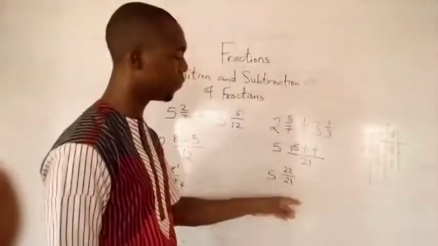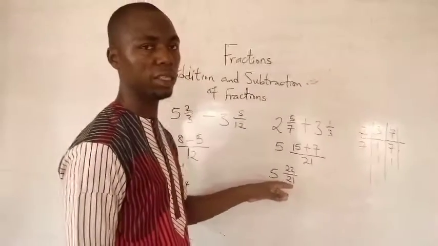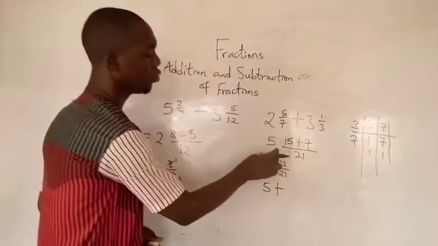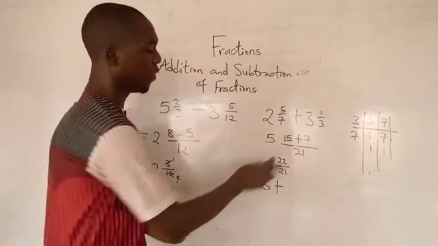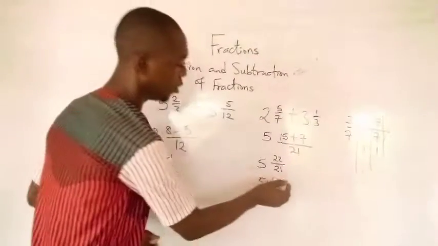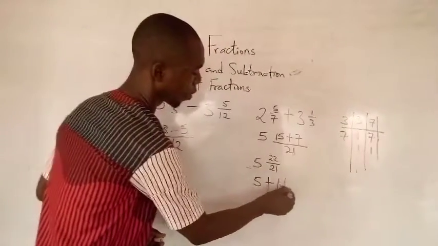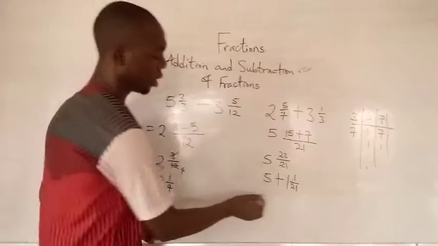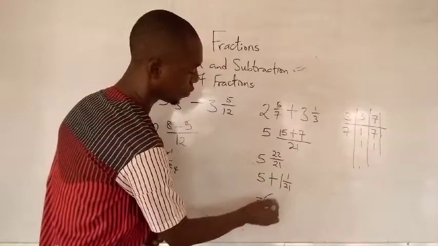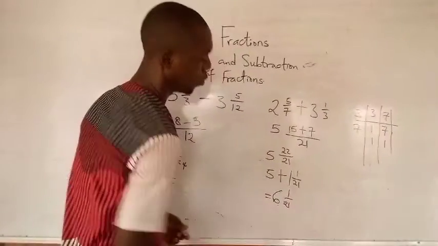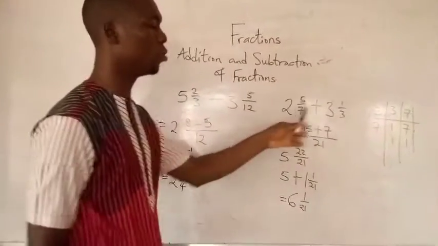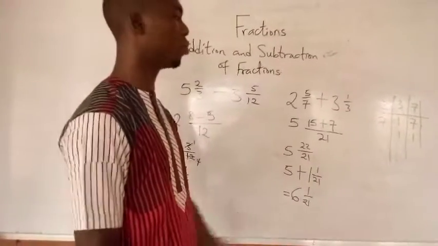Now, if you look at this, this is an improper fraction. We cannot leave this answer this way. It has to be 5 plus this 22/21. If I divide 22 by 21, I will get 21 once with a remainder of 1/21. So now I will just add the whole numbers. 1 plus 5, 6. Whole number, 1/21. So with this, we've added the two fractions together.